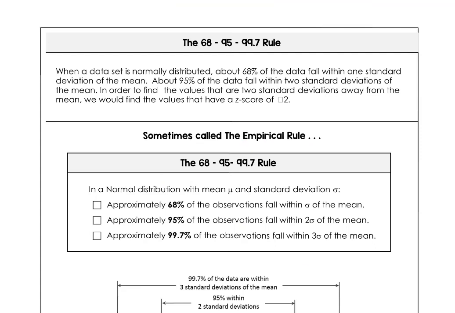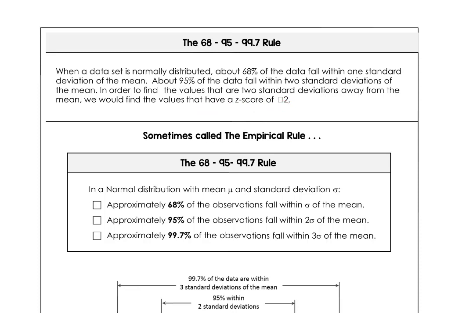Then just to recap, we're going to call this the 68, 95, 99.7 rule. It's sometimes called the empirical rule. When a data set is normally distributed, about 68% falls within 1 standard deviation, and about 95% falls within 2 standard deviations. And in order to find the values that are 2 standard deviations away from the mean, we would find the values that have a z-score of plus or minus 2.